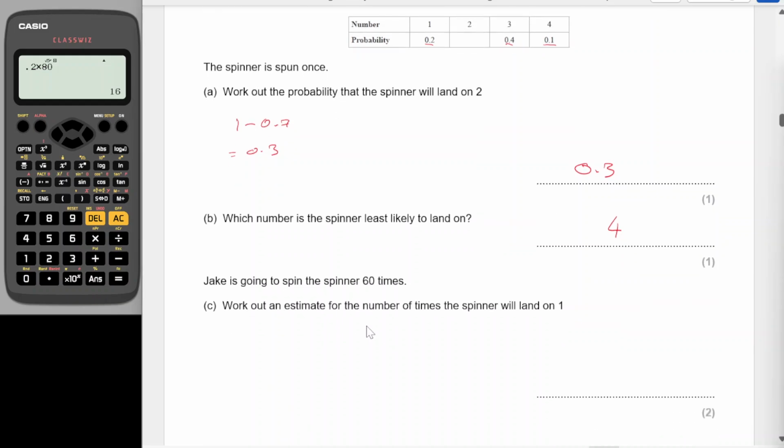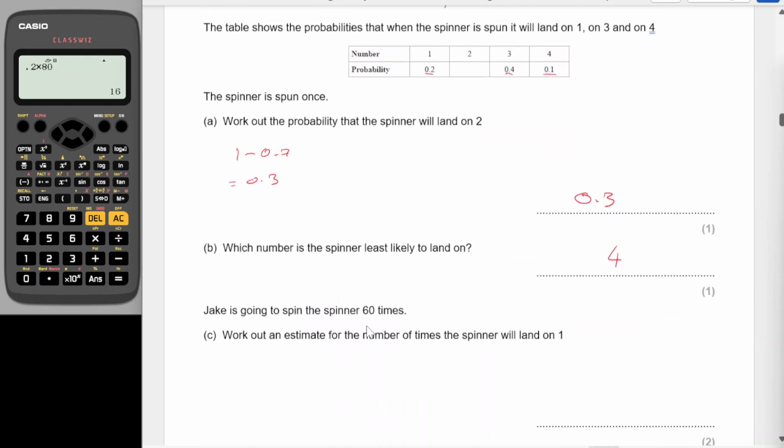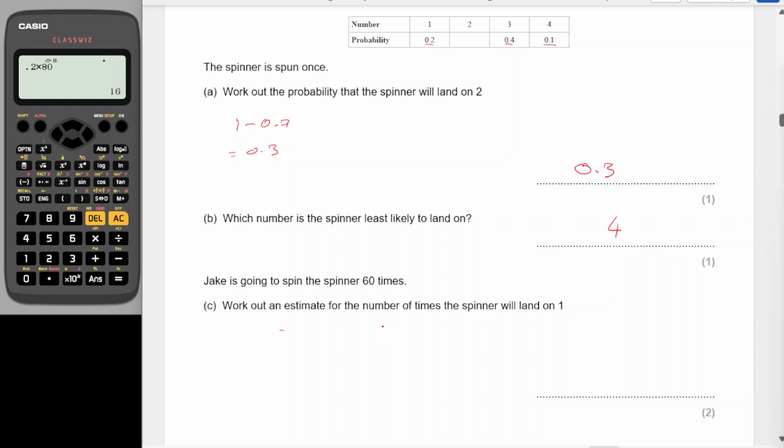Jake is going to spin the spinner 60 times. Work out an estimate for the number of times it will land on a 1. So we're going to go 60 times by 0.1, which would be 6.